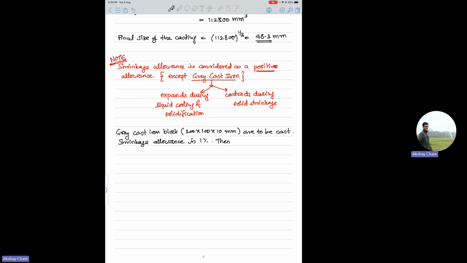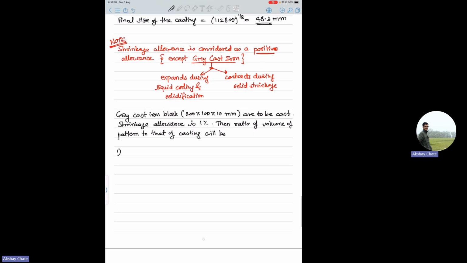Then the ratio of volume of pattern to that of casting will be. Typically this ratio will be greater than 1, because the pattern is always bigger than your casting. And the options were also like that only. Second is 0.99, third is 1.01, fourth is 1.03. So if you know the basics of shrinkage allowance, you will either tick 3 or 4.